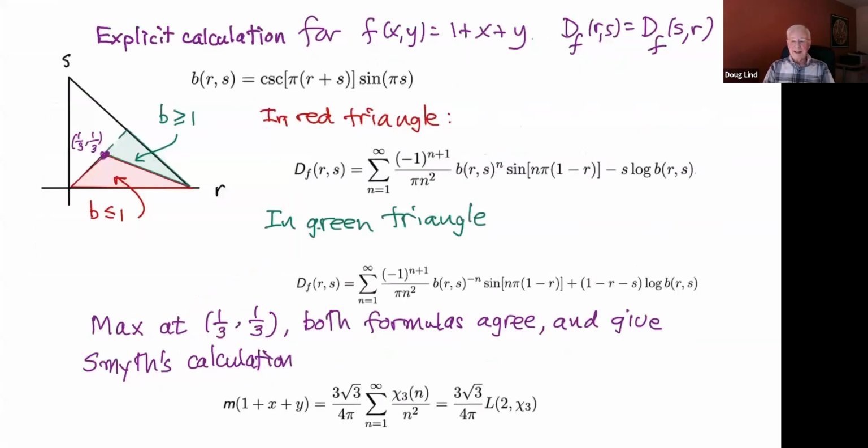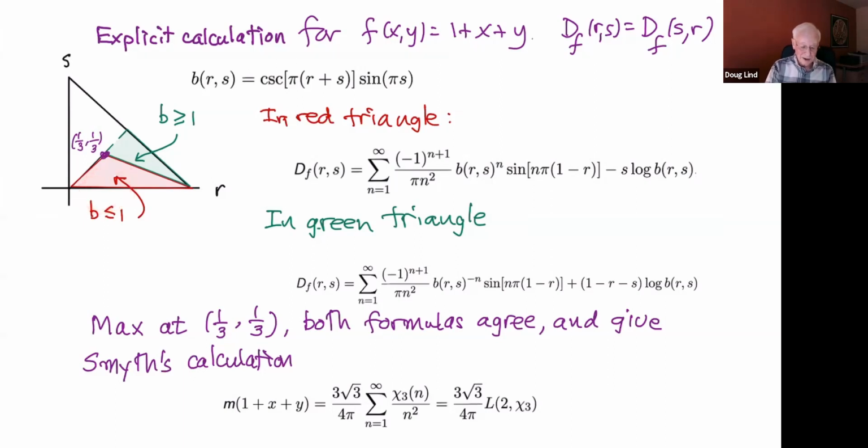Again, I like to compute things, so I'd like to see what this is for 1 plus x plus y. Can you actually compute this as a function of the coordinates in the unit simplex? And you can. It's a kind of involved calculation. But in the end, what results is that you take this auxiliary function b of r, s, and you can use this auxiliary function in this part of the simplex.